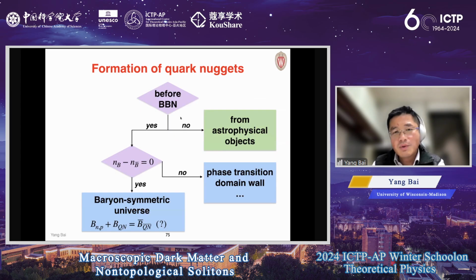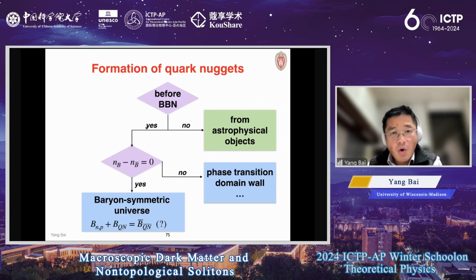Okay, so after saying that, if we want to think about quark nuggets, we can also think about a little flow chart. The question is: is it before BBN or not? If it's after BBN, then you can think maybe about a physical object like a neutron star merger, since they can generate heavy elements. If you think your quark nuggets can exist, maybe they can also generate quark nuggets, for example.